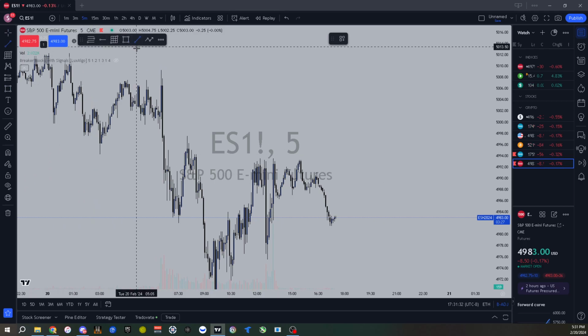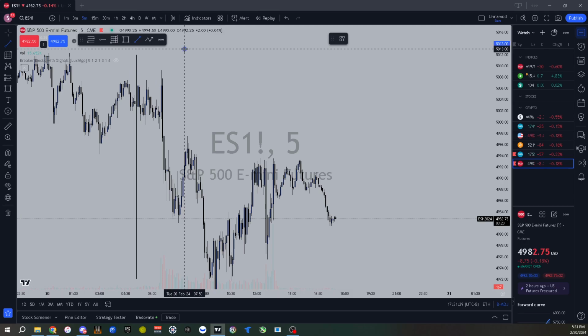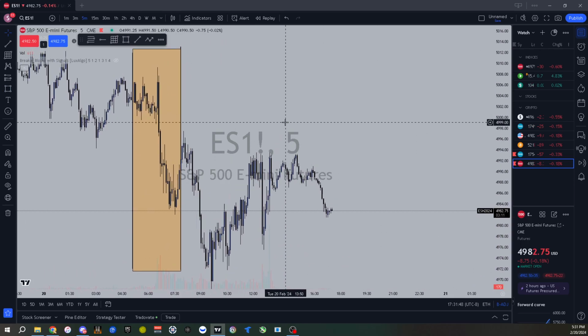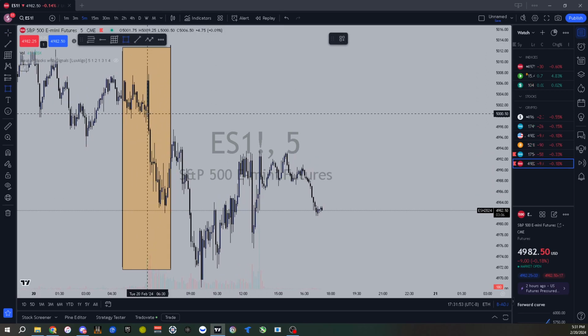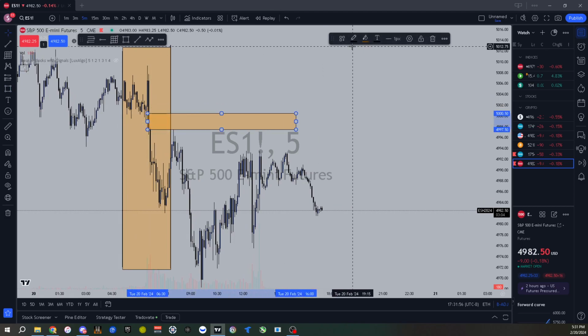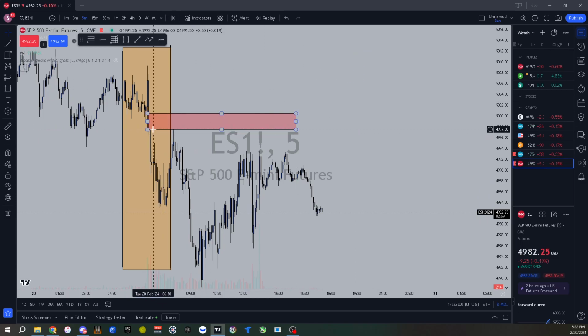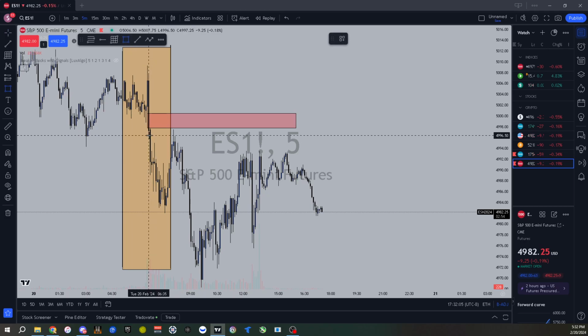Let me make it super clear for you guys. Inside of this area, where do you see fair value gaps? There are two fair value gaps in here. Where do you see them? There's one right here. This is a bearish fair value gap, right? There's one right there, and there's another one right here.